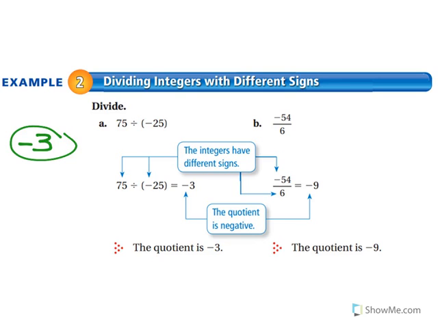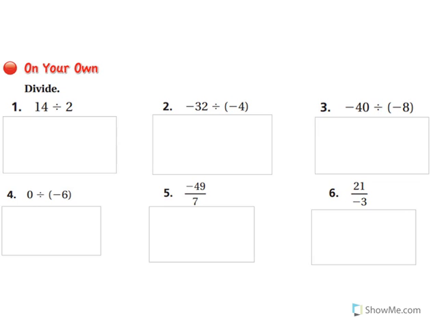All right. Now over here for part B, let's say we have negative 54 divided by positive 6. Again, a negative divided by a positive always gives us a negative answer. And then 54 divided by 6 is 9. And so our final answer is negative 9.